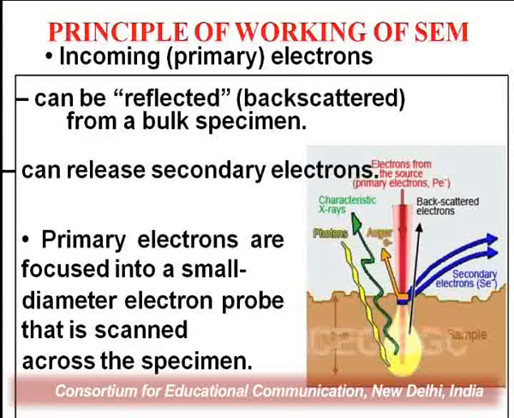So a beam of electrons falls upon the specimen and we get the secondary electrons, we get the backscattered electrons, we get the X-rays by using the primary electrons, and we also get the Auger electrons. So incoming primary electrons can be reflected or backscattered from the specimen, and it can release the secondary electrons, and these secondary electrons are used in getting the surface area, getting the surface scanning of the sample.